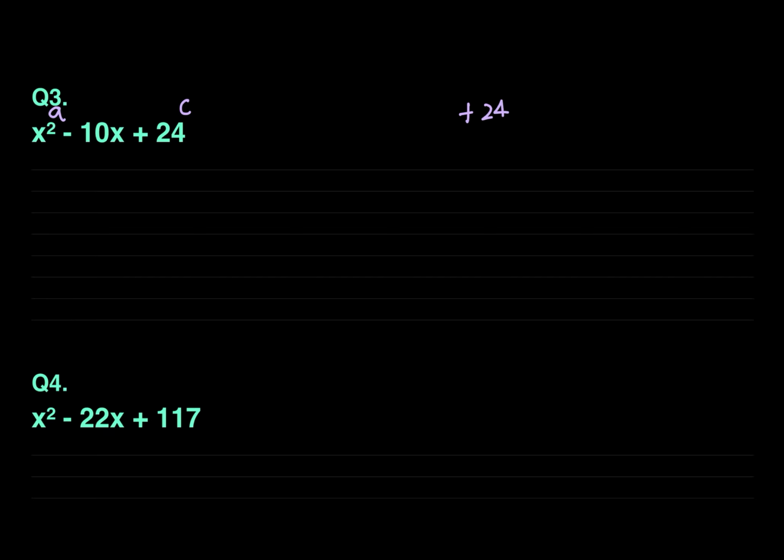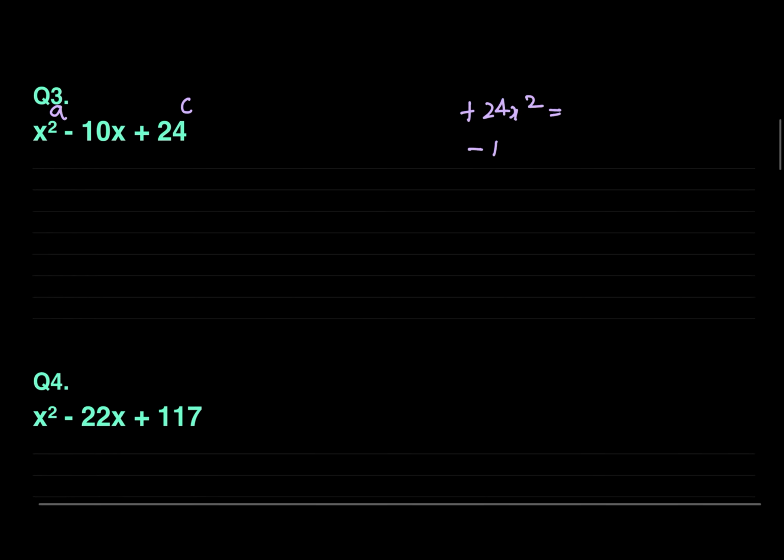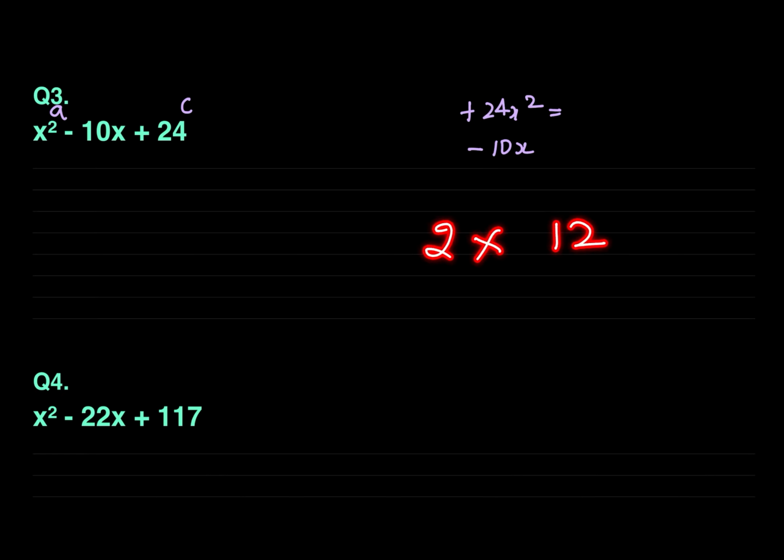Positive 24x square is the product that we need. And the sum is minus 10x. Come on guys, let us think. We need 24. So 2 into 12. Okay, look at this now. 2 12s is 24 and 12 minus 2 may give us 10.